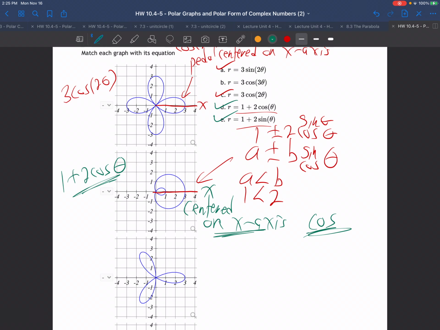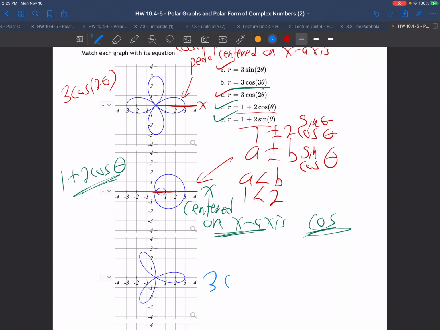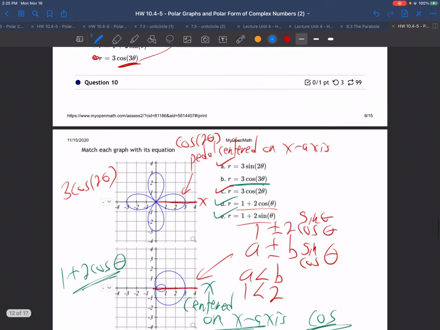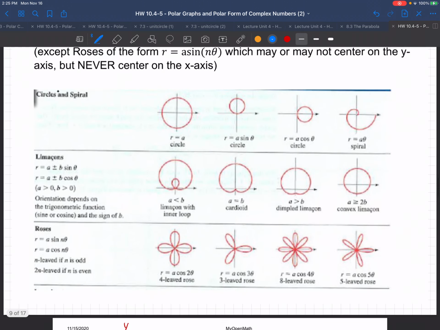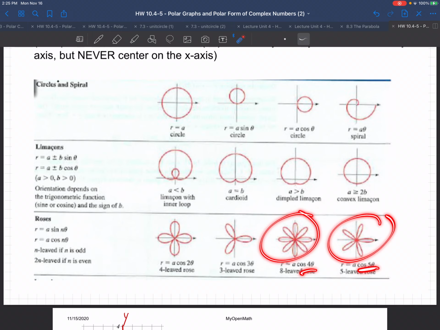Now, finally, last one, 3 cosine 3 theta. That's going to be right here. It's the 3 branches. It's only one left. But even if it wasn't, we know this is right, because there's 3 branches. If you look back to the notes on the roses, 3 branches is cosine 3 theta. When it's odd, it matches the number. When it's even, like 2, it has 4 branches. But if it's odd, 3 goes with 3. 5 goes with 5. 4 goes with 8. See how even doubles, odd stays the same.